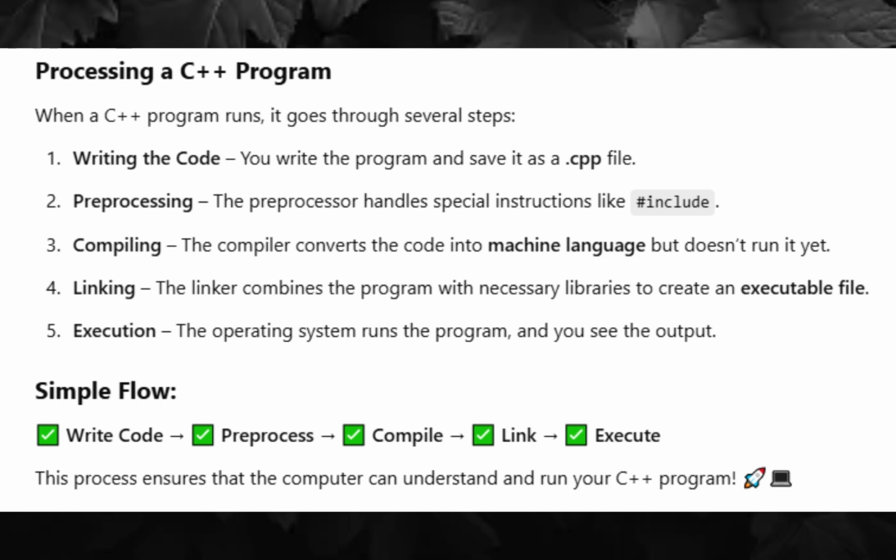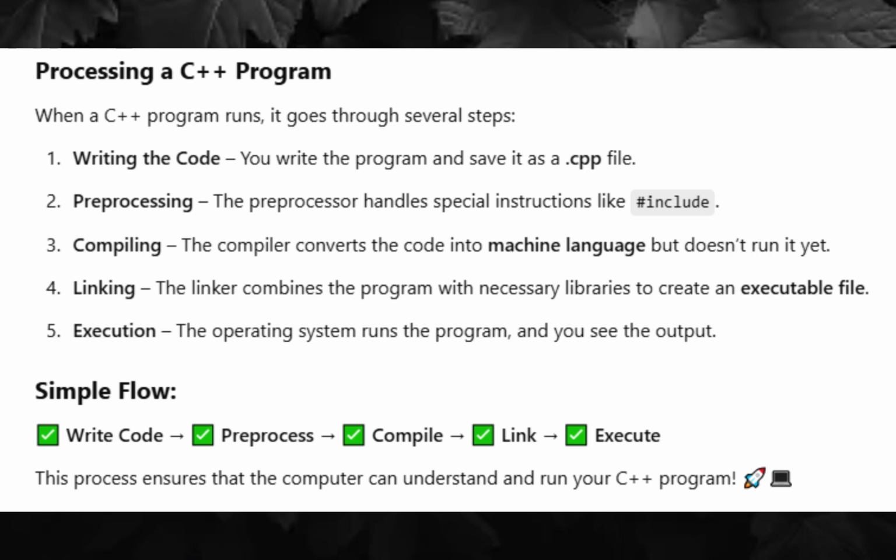The first step is writing the code. You write the program and save it as a .cpp file. The next step is pre-processing. The preprocessor handles special instructions like #include. This is where you add the header files.